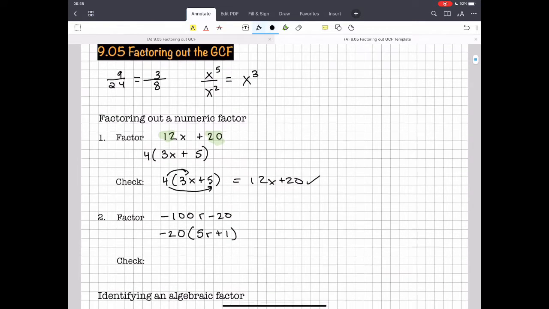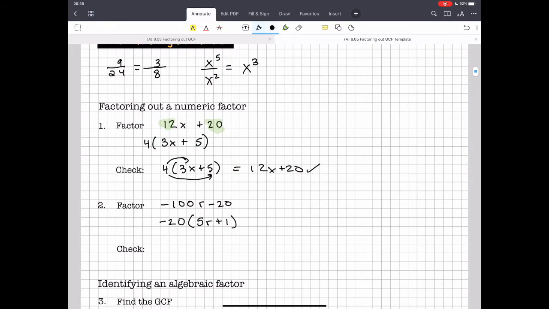So let's just check here to see if that answer is correct. Negative 20 times 5r would be negative 100r, and negative 20 times 1 would be negative 20. So we did this correct as well. So fairly simple, just looking for the greatest common factor and undoing that distributive property.